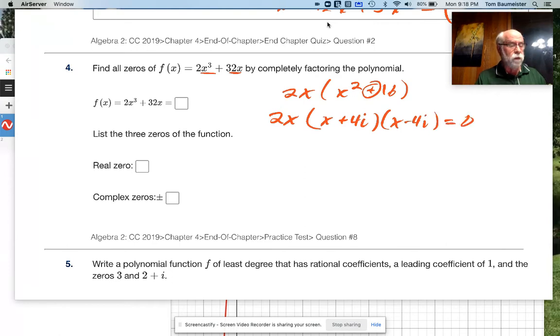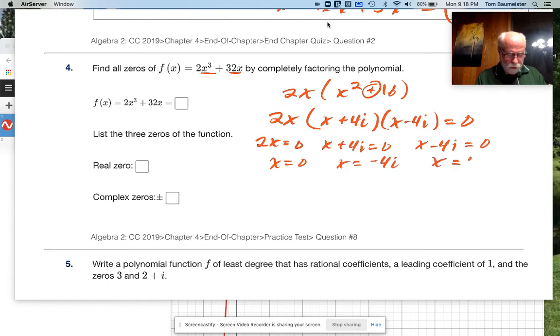That is equal to 0. So remember, by the zero product property, I'll have 2x is equal to 0, x plus 4i is equal to 0, or x minus 4i is equal to 0. So x is equal to 0, x is equal to negative 4i, x is equal to positive 4i. So the real zero is 0, and the complex ones are negative 4i and positive 4i. They already put that there, so you just have to put 4i or whatever one you have.